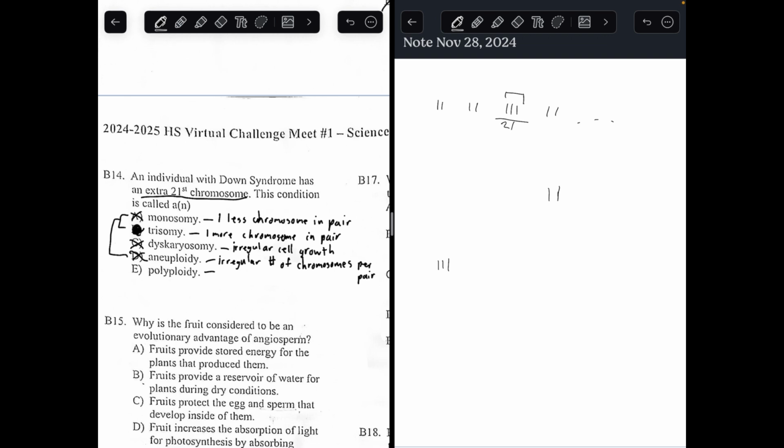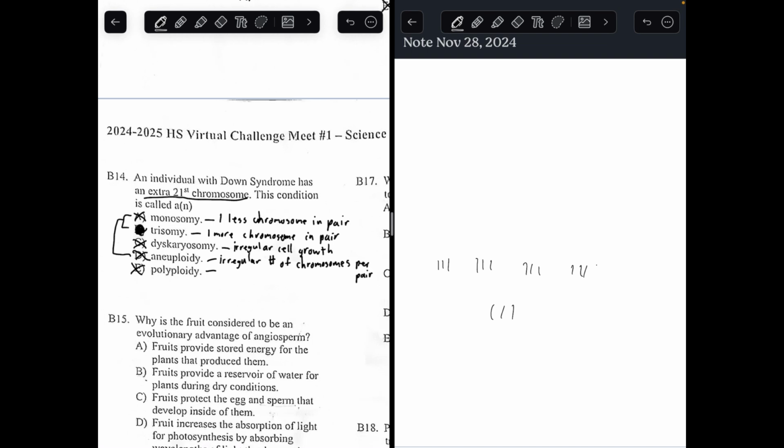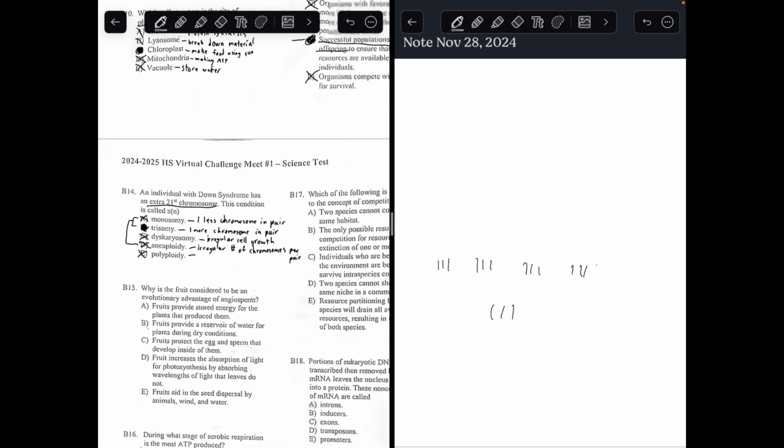Haploid stands for half the normal number of chromosomes per pair. Diploid stands for 2 chromosomes per pair. Polyploid means you have 3 or more. So a plant, for example, would have 3 chromosomes per pair. D would not be right because it's only 1 extra chromosome, not an extra chromosome for each pair. So the answer to number 14 is going to be letter B.